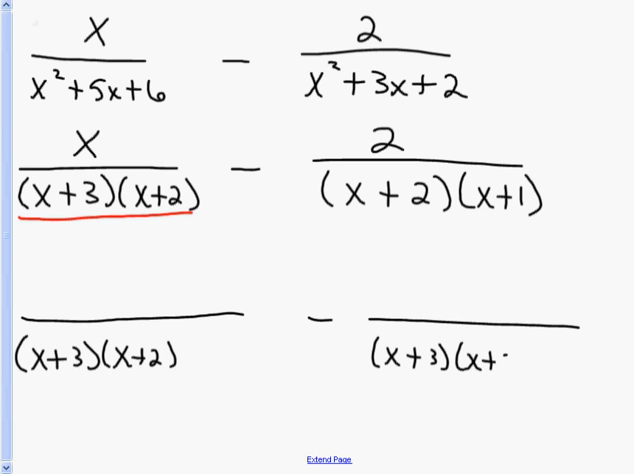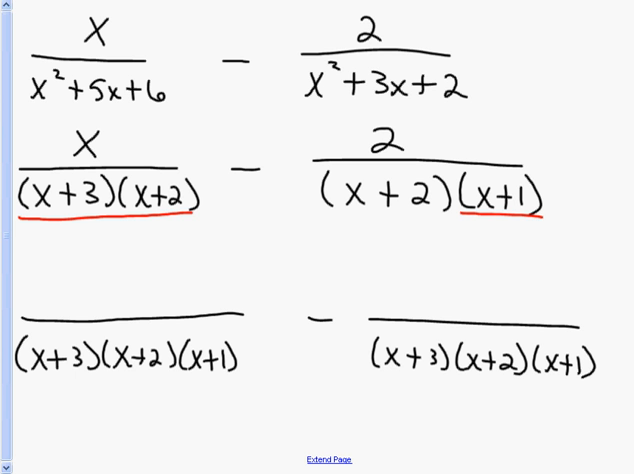And then I have to see anything new that I pick up over here. Well, I already had the x plus 2, so I don't have anything new with my second fraction there. But the new thing I do pick up is this x plus 1. So my LCM has got to be the product of those three, which I'm going to keep written as a product. x plus 3, x plus 2, x plus 1. Any order, it's multiplication, so it doesn't matter which order you write them in.